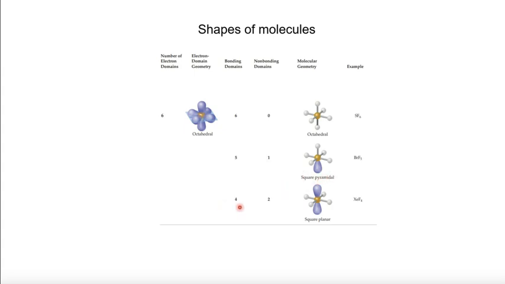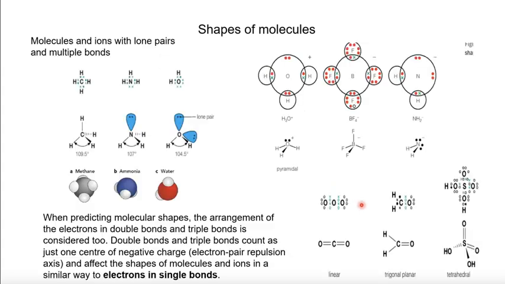Here again, 4 bond pairs, 2 lone pairs. This is a distorted octahedral shape, also called square planar shape. Examples are sulfur hexafluoride, bromine trifluoride, xenon tetrafluoride. There are a few more things in shapes of molecules.